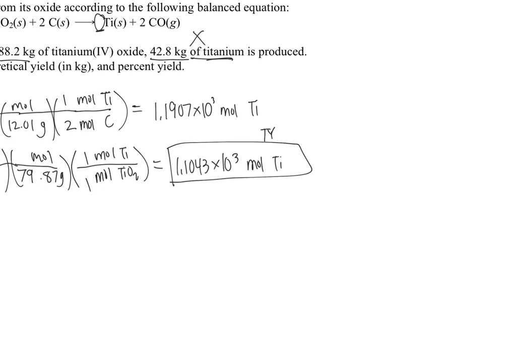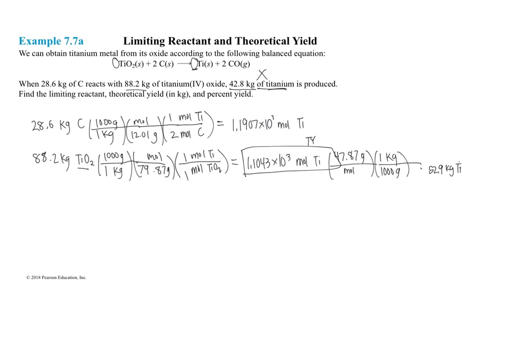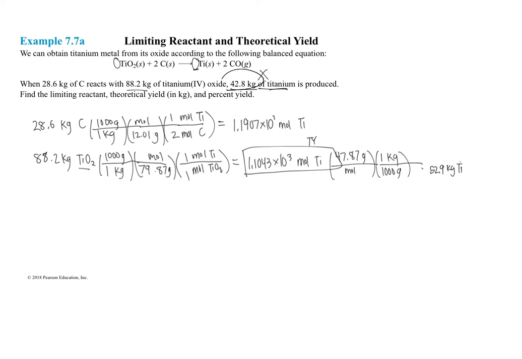Theoretical yield is that many moles, so let's just take one more step further and get that mass. So I use the molar mass of titanium, 47.87 grams per mole, and then we gotta go all the way to kilograms. So 1,000 grams in 1 kilogram gives me a mass of 52.9 kilograms of titanium.